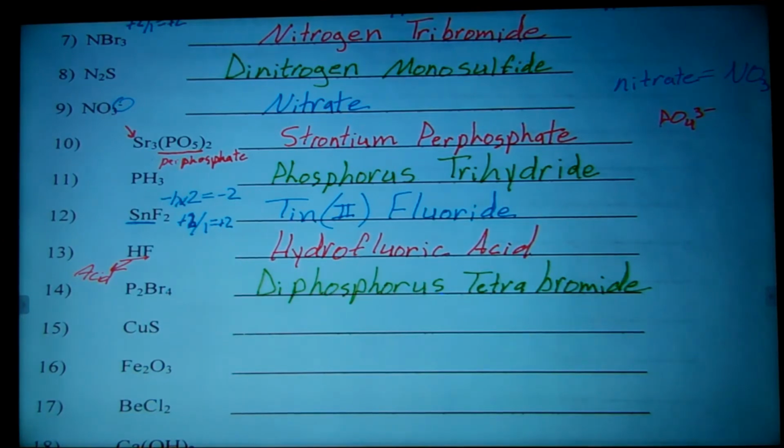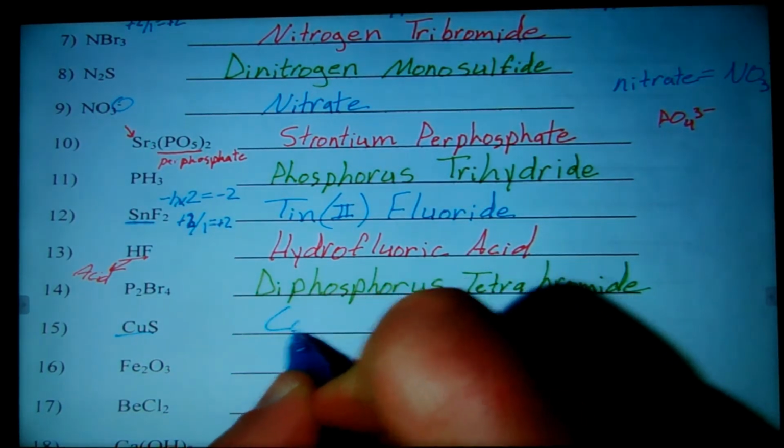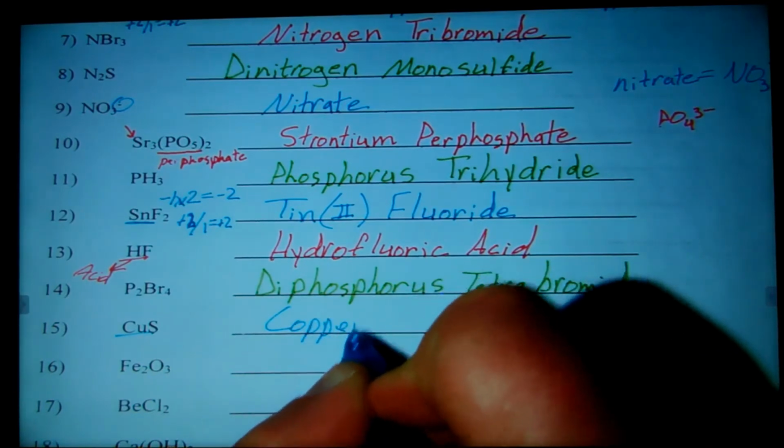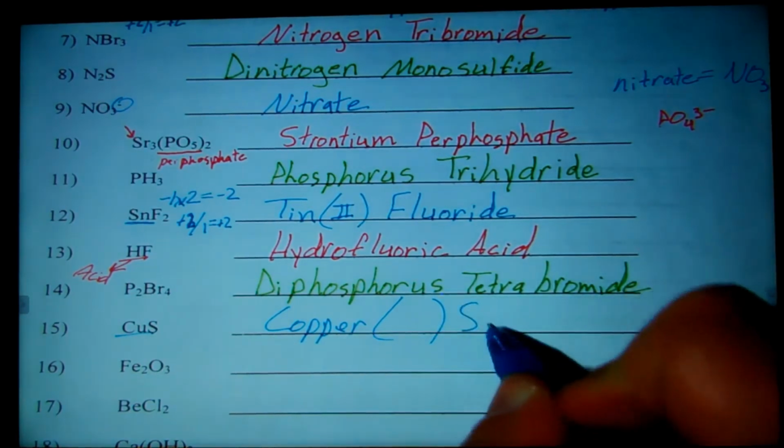Look at the cation. Does it come from the d block? Copper absolutely comes from the d block. Since it comes from the d block, we will name this based solely on the stock system. So we'll have copper, and we'll have to have parentheses with a charge in it. S is sulfide.